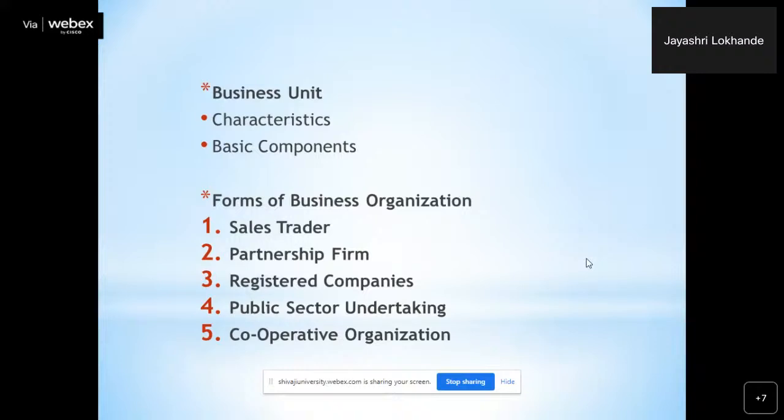Then central public sector undertakings are wholly or partly owned by the government of India, while state public sector undertakings are wholly or partly owned by state or territorial governments.